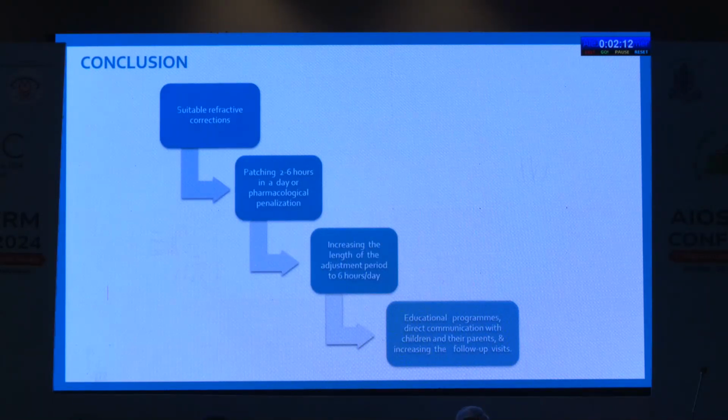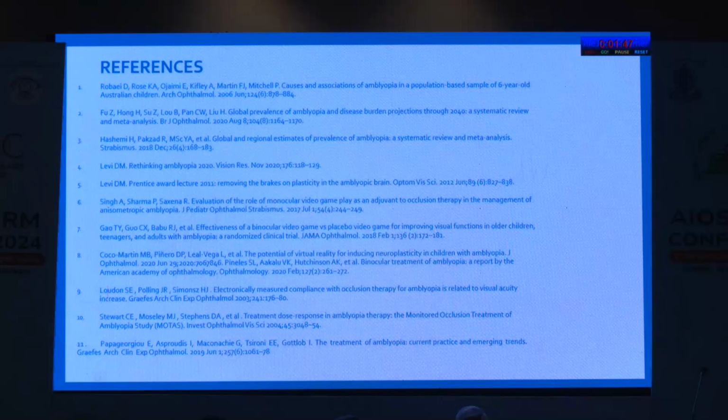So concluding it, first and foremost still remains the same. We should give suitable refractive corrections, followed by patching for 2 to 6 hours in a day, or pharmacological penalization. This can be increased to the maximum per day over the length of the adjustment period, along with educational programs, direct communication with children and their parents, and making sure that the follow-up visits over the years are strictly followed.